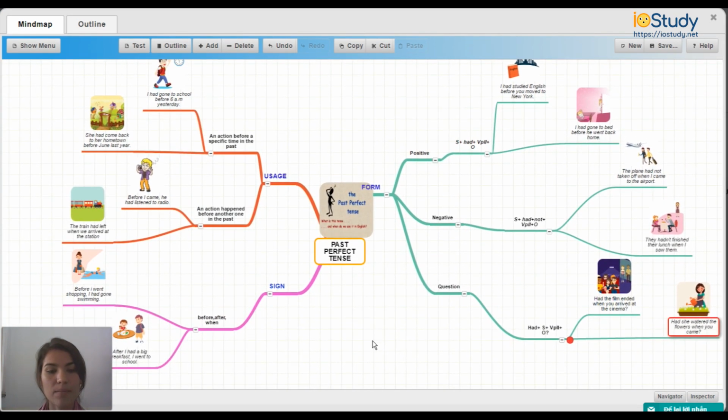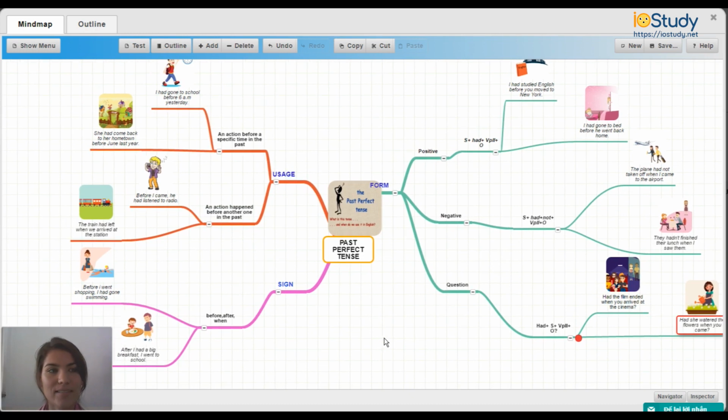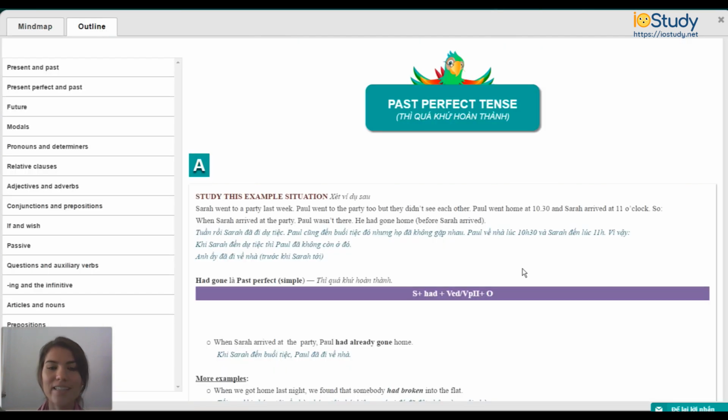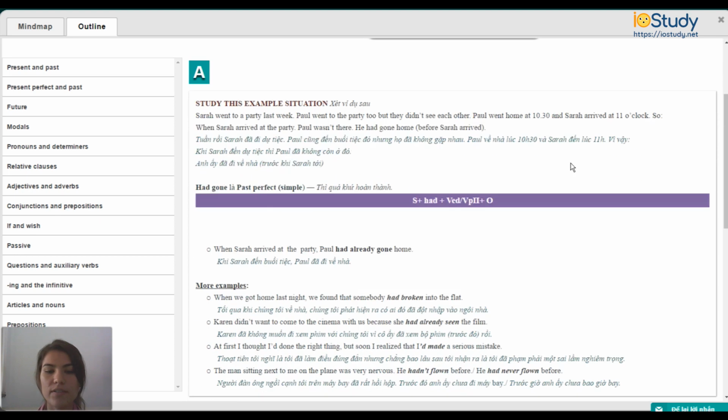So here is your completed mind map for the past perfect tense. You can always come back to this to refer to. Now let's move on to the outline. So as you can see here, we have the past perfect tense outline. You can scroll through this outline to see further examples, sentences, and further explanations for how to use the past perfect tense.